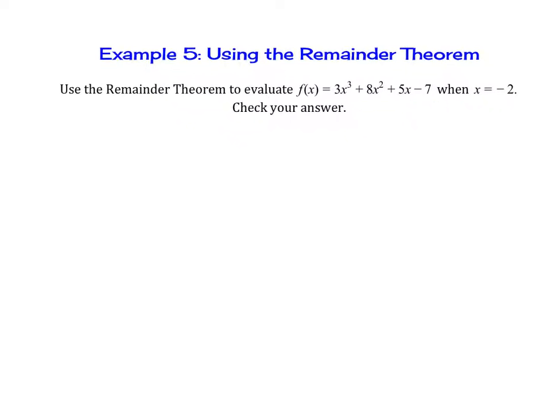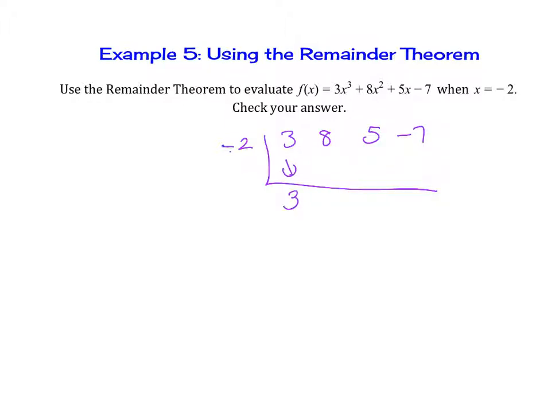So we're going to use the remainder theorem to evaluate f of x equals 3x cubed plus 8x squared plus 5x minus 7 when x equals negative 2. What we're going to do is use synthetic division. So x equals negative 2, so we don't have to switch the signs or anything, just write negative 2. See if I'm missing any terms, 3, 2, 1, 0. I'm not, so it's 3, 8, 5, and negative 7.